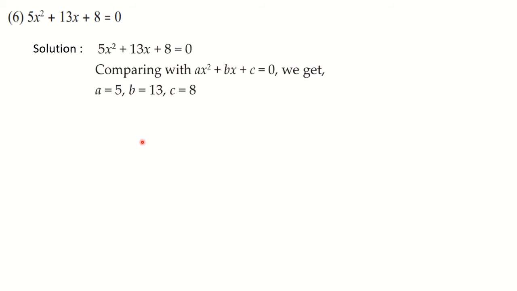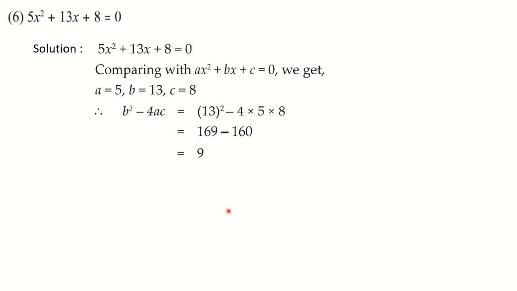Then the next step is to find the value of b square minus 4ac. So b is 13. 13 square minus 4 into a is 5 and c is 8. So 4 into 5 into 8. 13 square is 169 and 4 into 5 is 20 and 20 into 8 is 160. 169 minus 160. So you got the answer as 9. Value of b square minus 4ac is 9.